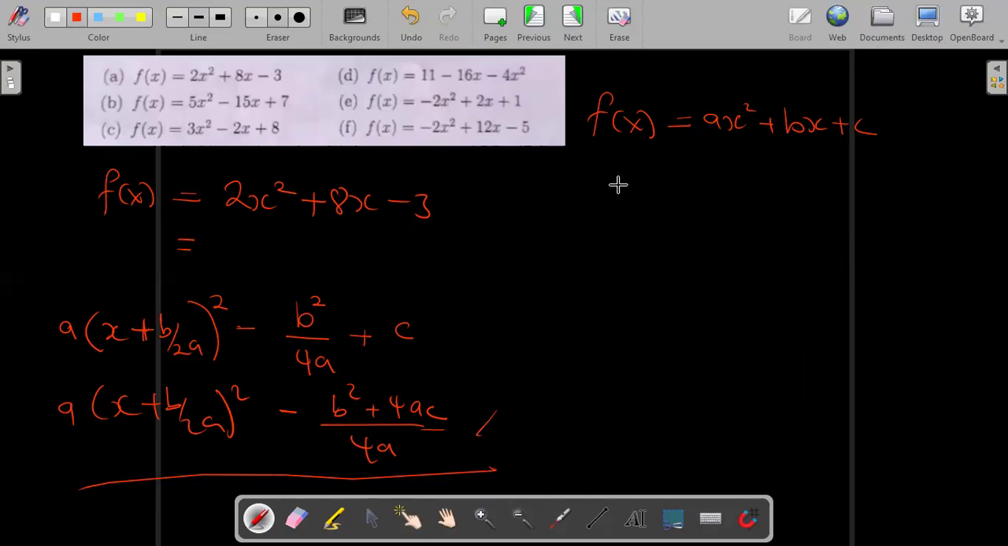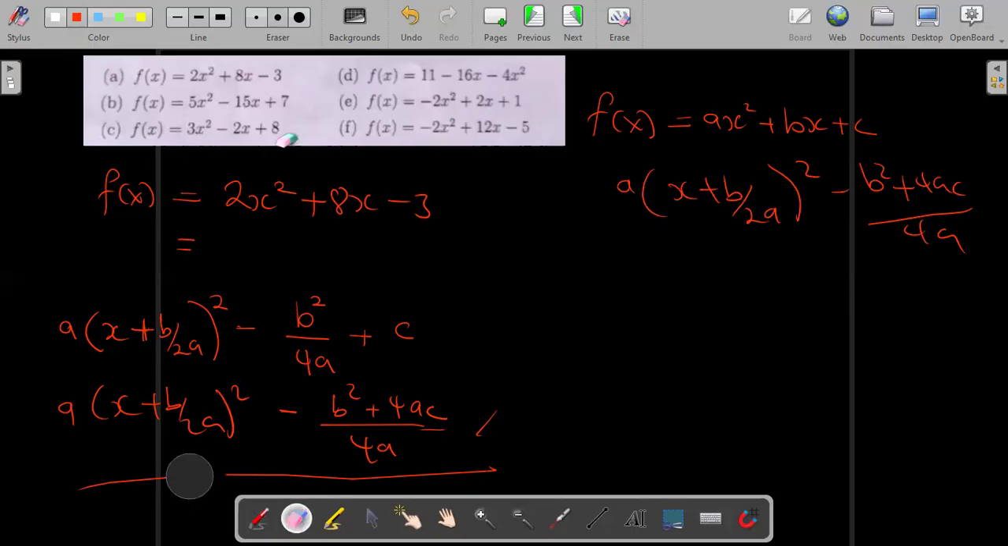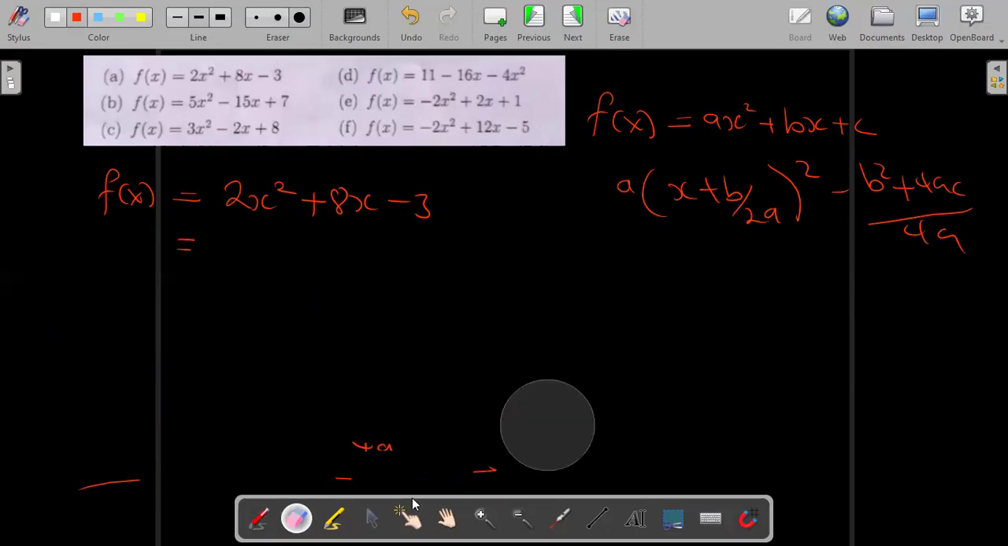So I'll write it here for the sake of keeping it, so that we'll be able to relate as we go on. Squared, then you have b squared, then plus 4ac, over 4a. Okay, so from here now, how are we going to do this? So here we can start.